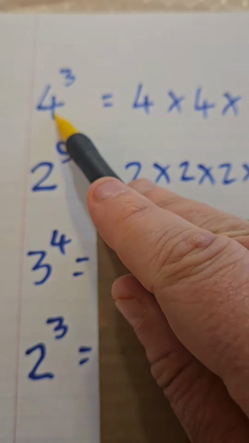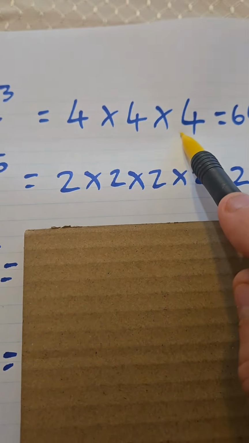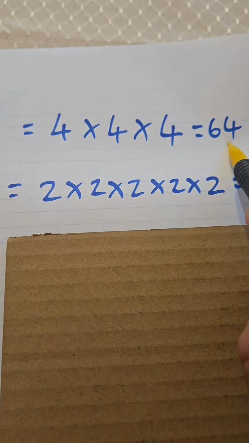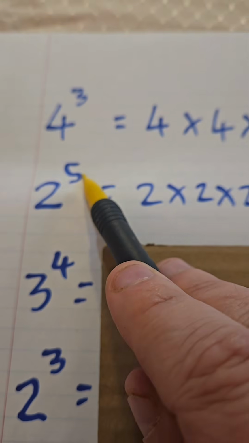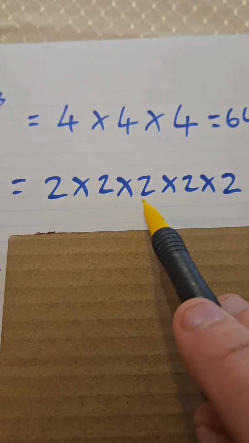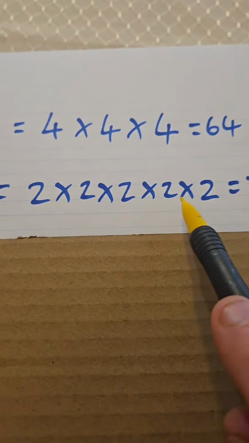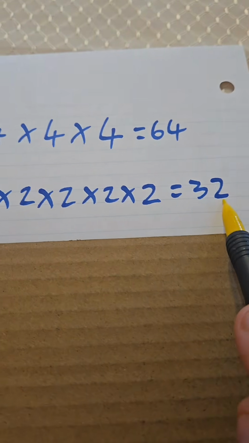So, for example, 4 to the power of 3 means 4 times 4 times 4, 3 times. And if you multiply that out, it equals 64. So 2 to the power of 5, with exponent 5, means 2 times 2 times 2 times 2 times 2. There's 5 2's being multiplied out. And if you multiply it out, you get 32.